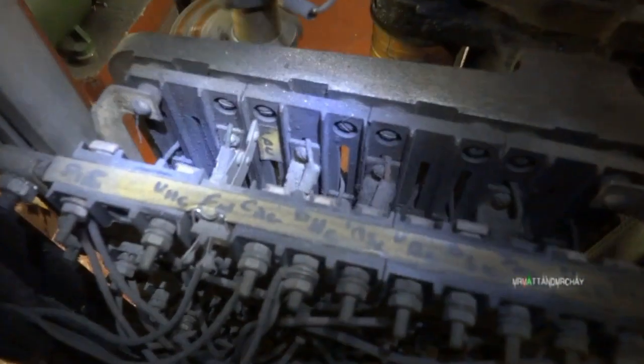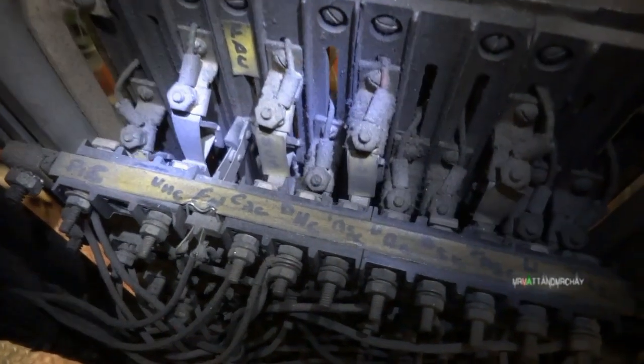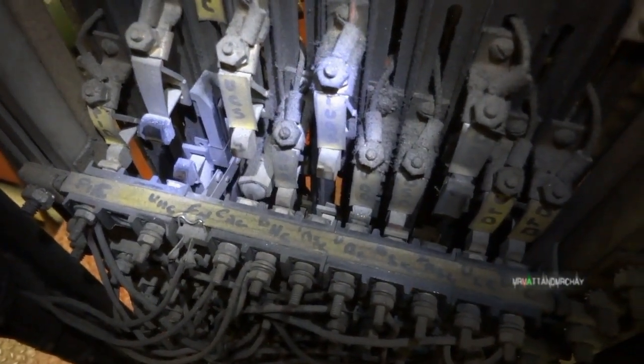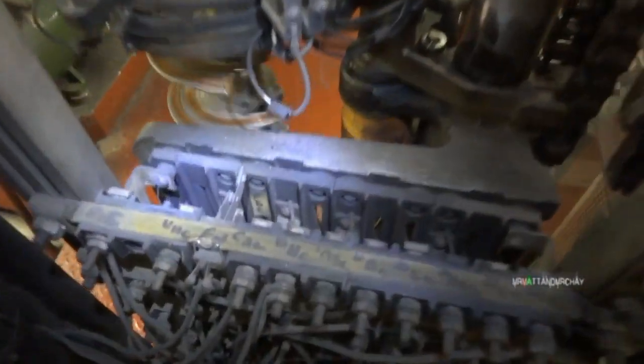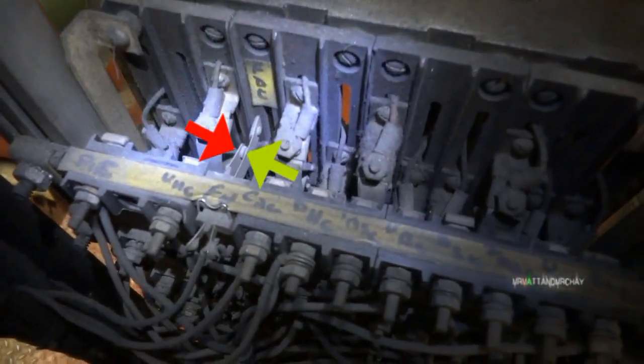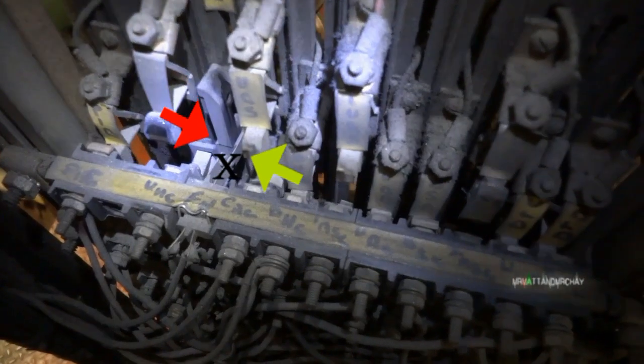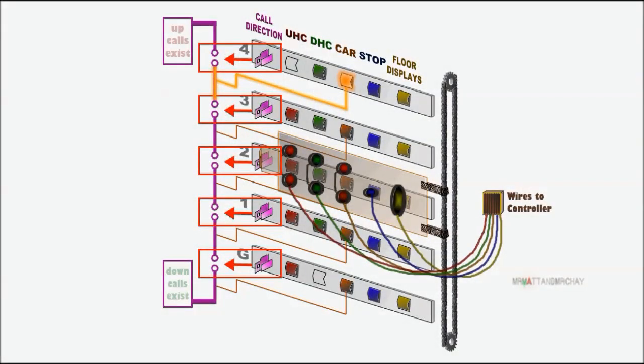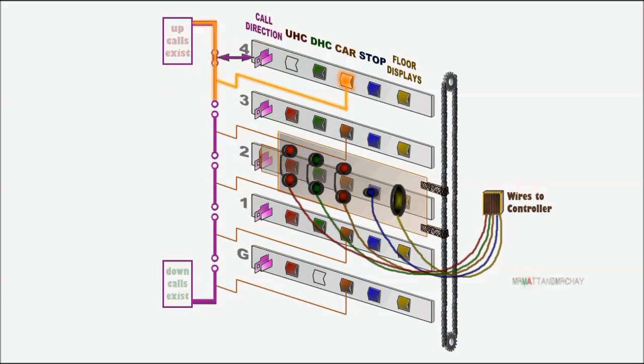Here you can see the floor bar for the top floor. See if you can spot the switch being opened. If you missed it, here it is. If the lift is not at the floor, the contacts join together.